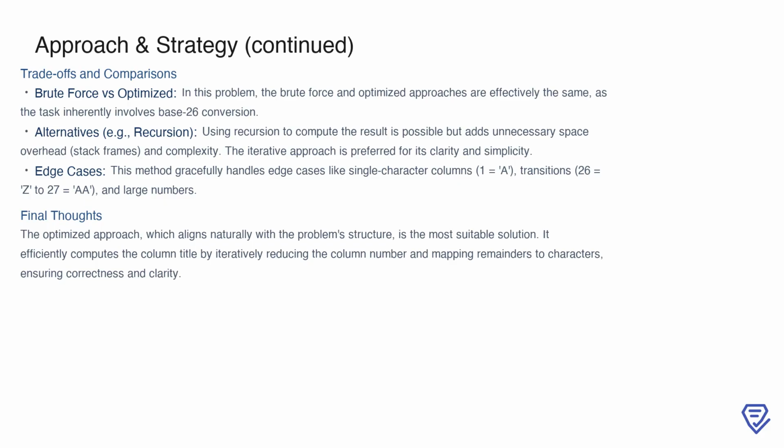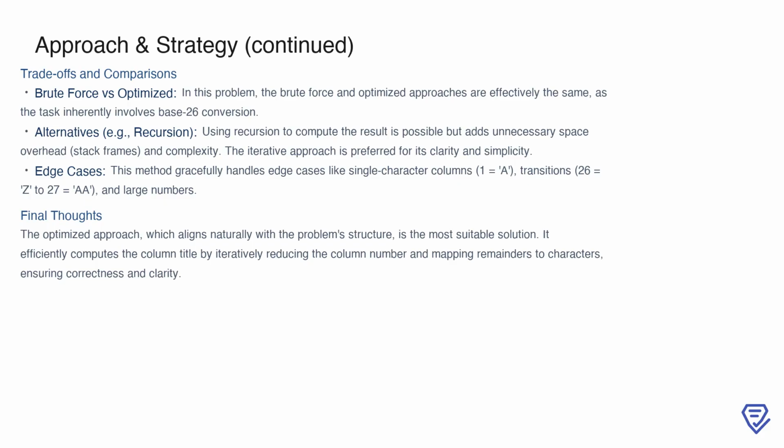While recursion is an alternative, it introduces additional space overhead due to stack frames and can make the solution harder to follow. The iterative approach avoids these issues, making it more practical. This method also handles edge cases seamlessly. For instance, it correctly maps single-character columns like 1 to A and handles transitions such as 26 to Z and 27 to AA. Furthermore, it scales well for very large column numbers, ensuring correctness regardless of the input size.